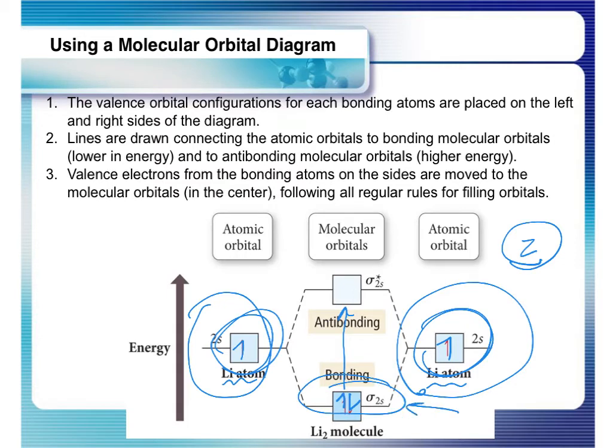You see how all the valence electrons ended up in a lower energy bonding orbital, which is energetically very favorable, which means that the lithium-lithium bond can in fact and does in fact form because it's energetically favorable. Not all of them are.